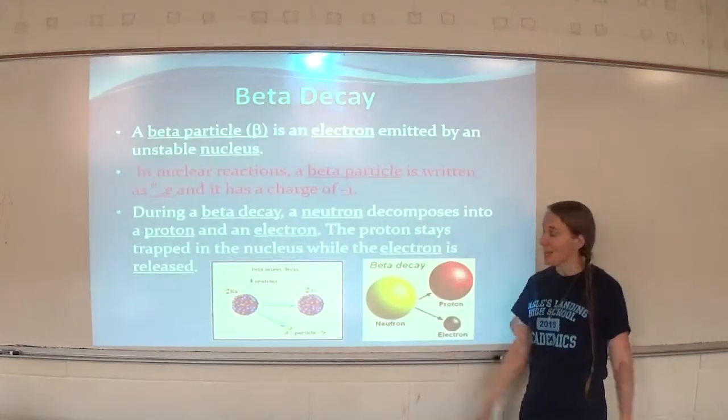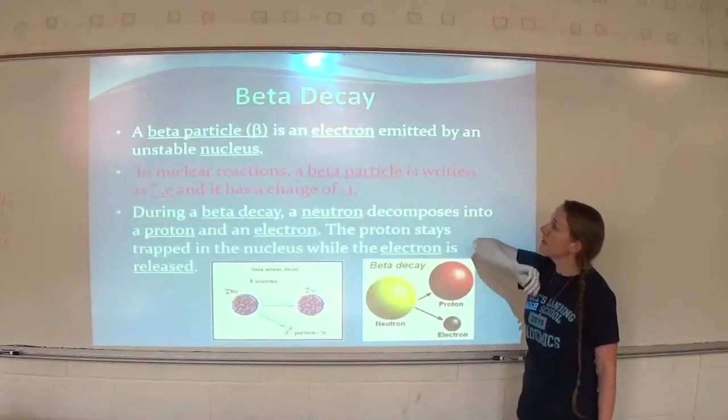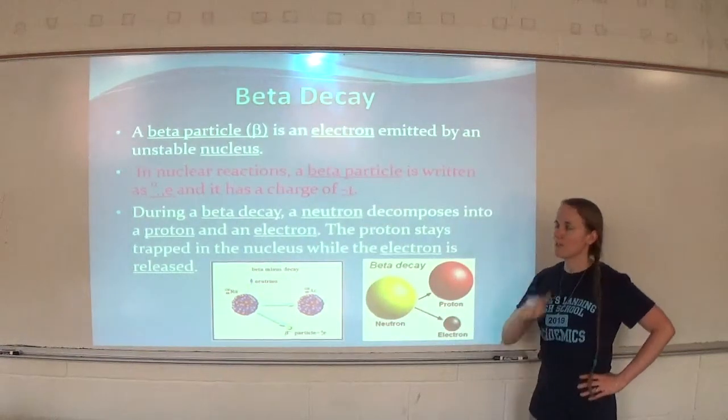So beta decay. A beta particle, which is represented by the beta symbol, is an electron emitted by an unstable nucleus.